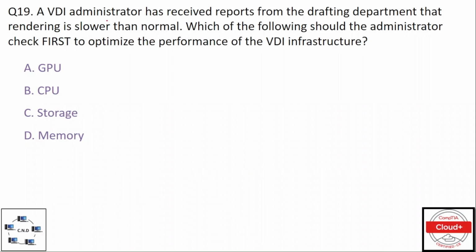Question number 19. A VDI administrator has received reports from the drafting department that rendering is slower than normal. Which of the following should the administrator check first to optimize the performance of the VDI infrastructure? Option A, GPU, option B, CPU, option C, storage, and option D, memory. And the correct option is option A, GPU.